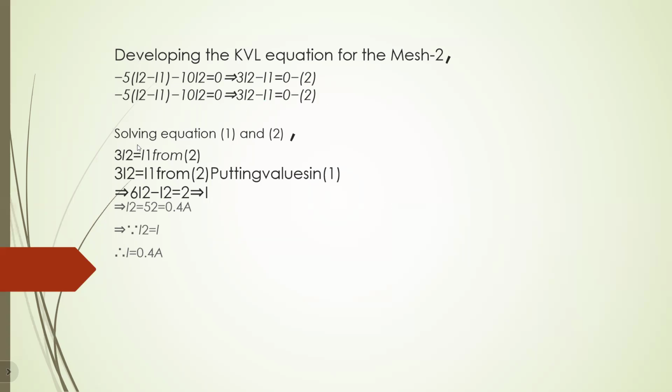Solving equations 1 and 2. 3 I2 equals I1 from equation 2. Putting the value in equation 1: 6 I2 minus I2 equals 2. I2 equals 2/5 equals 0.4 amperes. Therefore I equals I2 equals 0.4 amperes.